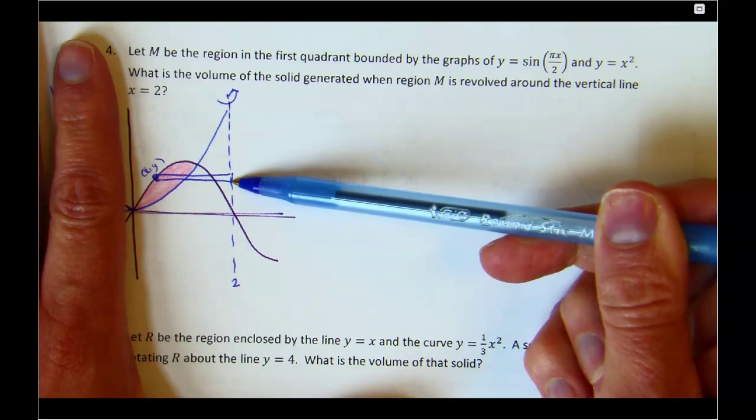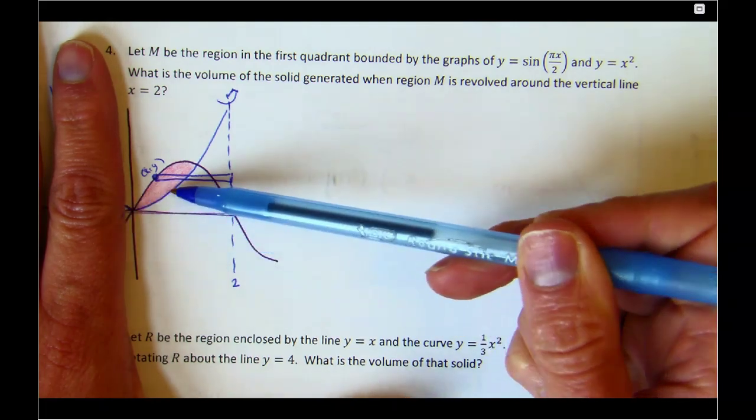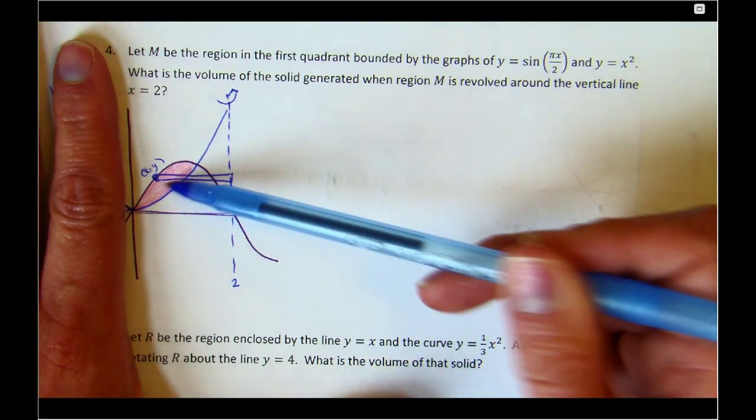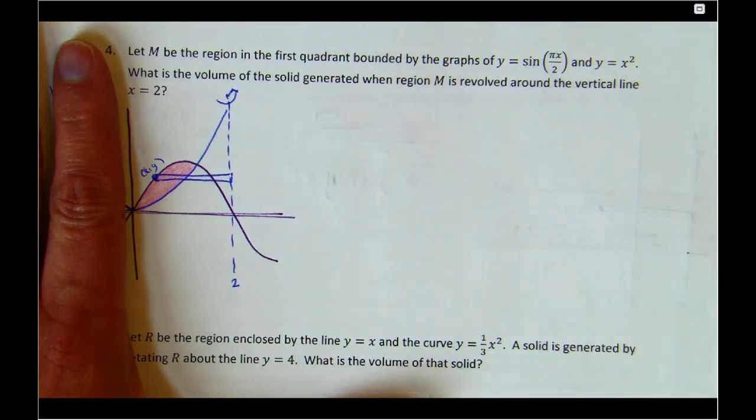No. Decreasing, I'm less than 2. So I must be doing either x minus 2 or 2 minus x. It's 2 minus x. Okay, 2 minus x. Maybe that wasn't helpful.